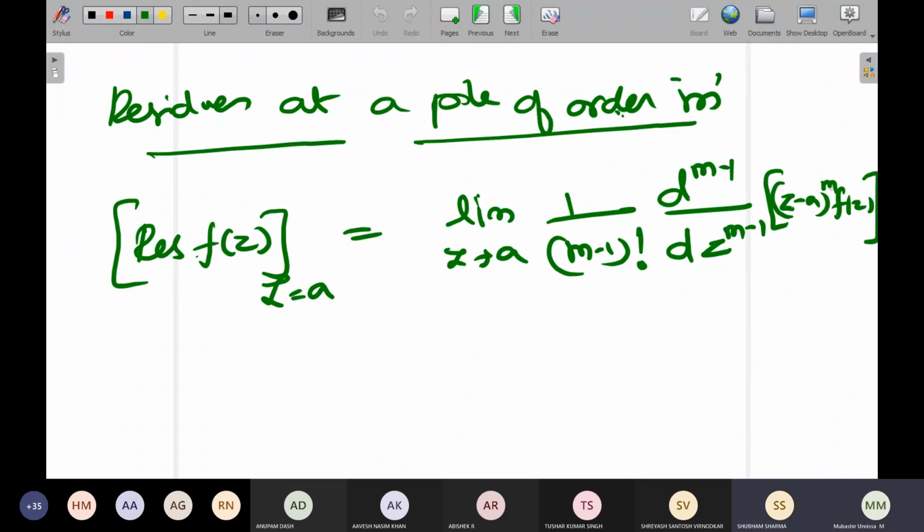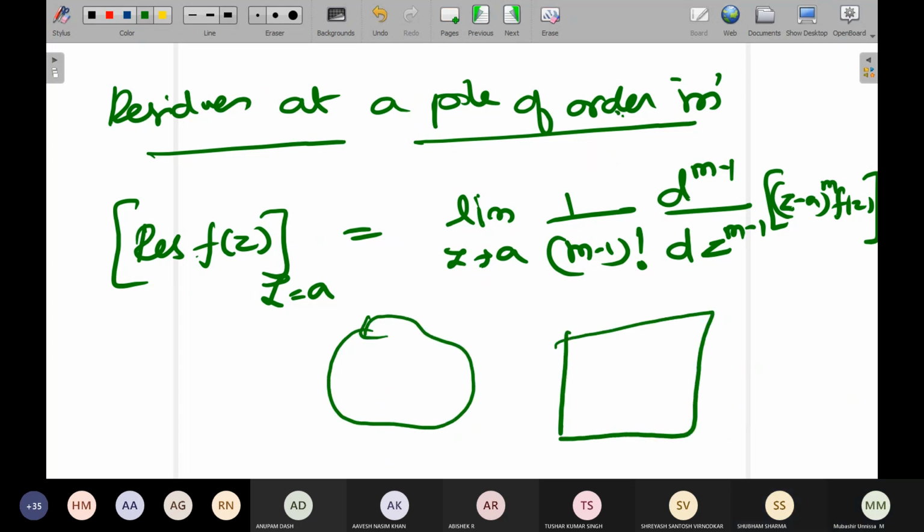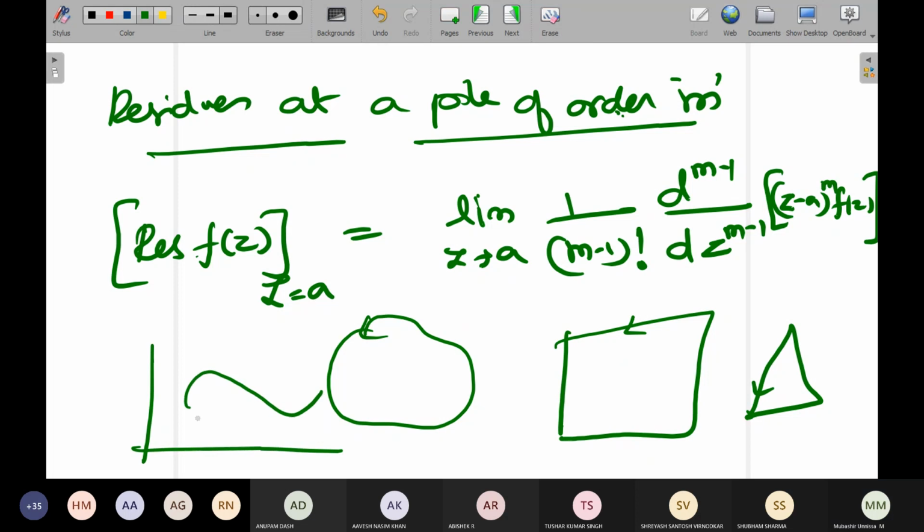Ma'am, I want to ask, what is a closed contour? Closed contour means this is your closed contour. Open means it can be like this. This is also a region. Between here to here, it is a region, from this point to this point, but it is an open contour.